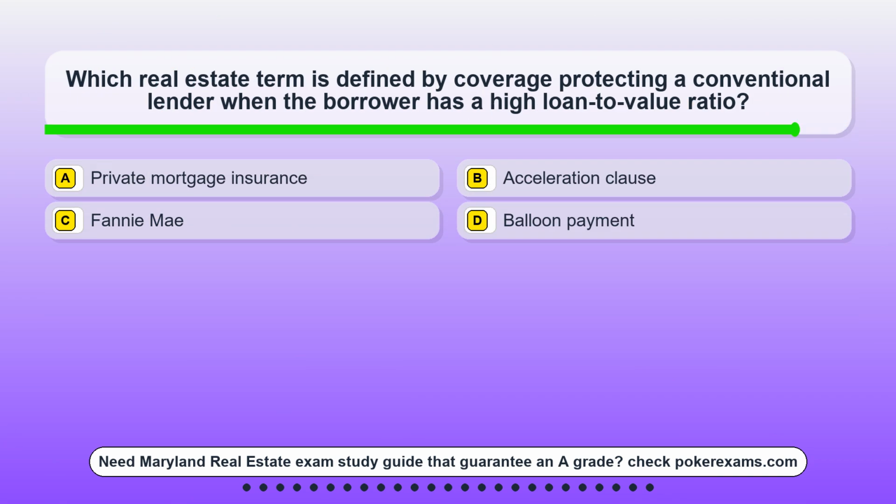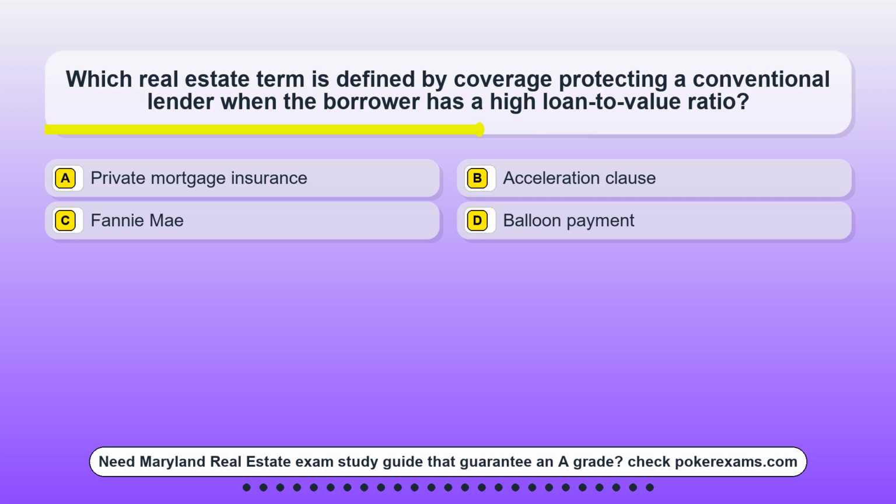Question 17. Which real estate term is defined by coverage protecting a conventional lender when the borrower has a high loan-to-value ratio? Option A, private mortgage insurance. Option B, acceleration clause. Option C, Fannie Mae. Option D, balloon payment.